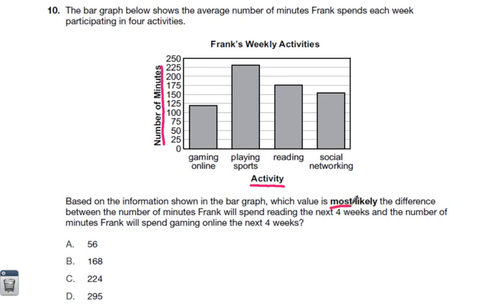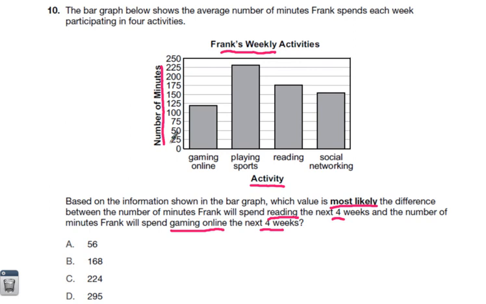Which is the most likely difference in the number of minutes Frank will spend reading in the next 4 weeks. Okay, hey, the devil's in the details, people. This is the number of minutes weekly. That means for 1 week. And so this definitely is talking about the next 4 weeks. That's important. And the number of minutes Frank will spend gaming online in the next 4 weeks. Okay, I'm going to get my calculator ready here.